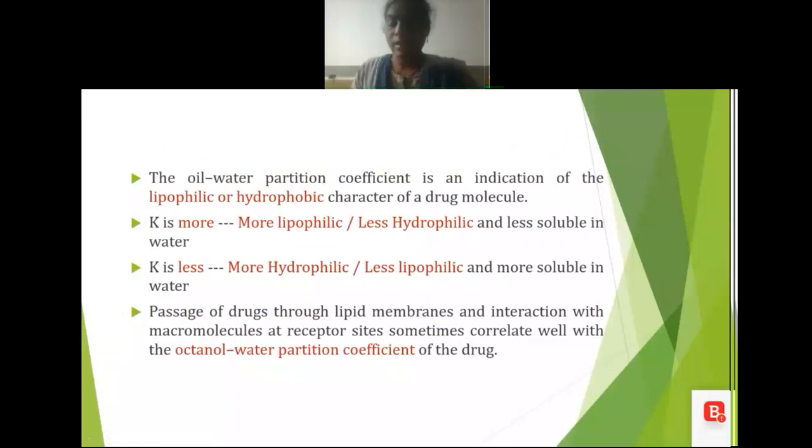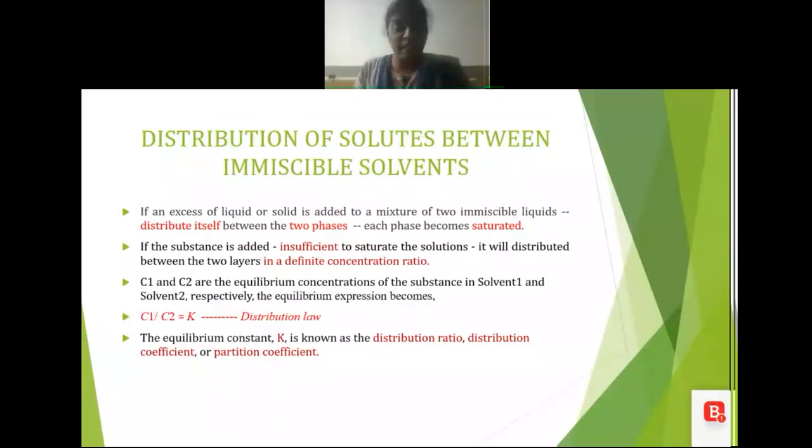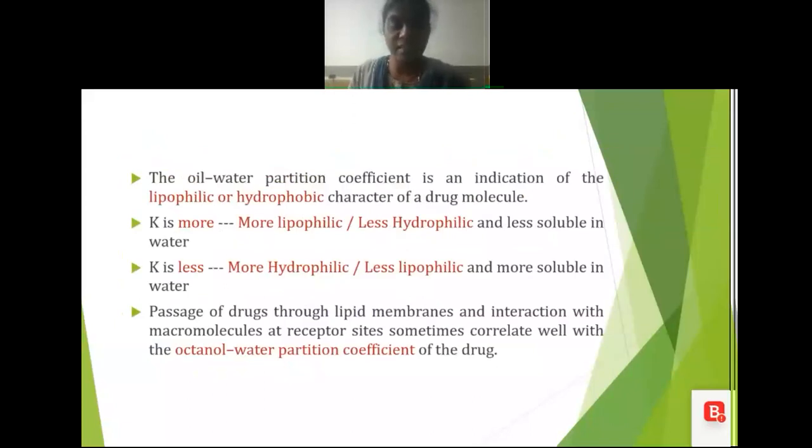If K is less, C2, the concentration in the aqueous phase, is more. Concentration in the aqueous phase is more means the denominator value is more. The denominator value is more means the total value of the fraction is becoming less. So the value of K is very less. If K is less, it indicates the substance is more hydrophilic in nature, also called less lipophilic. So it is more soluble in water.